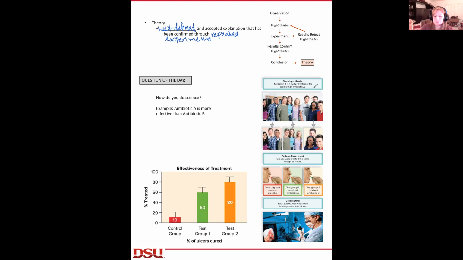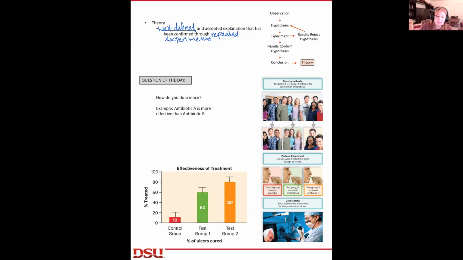So this is kind of an example of how the text set it up. The hypothesis is that antibiotic B in this case is a better treatment for ulcers than antibiotic A. You get your groups set up, your control group, your test groups, maybe even a placebo, and you perform the experiment. You find that your placebo group, which in this case they have as a control group, they receive either a true placebo or they receive one of the antibiotics that's been around for a while.